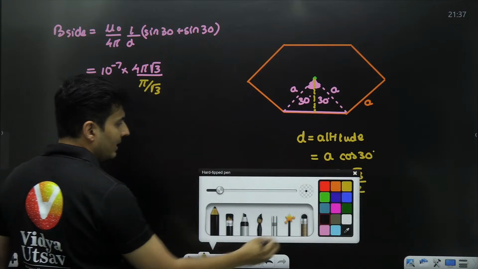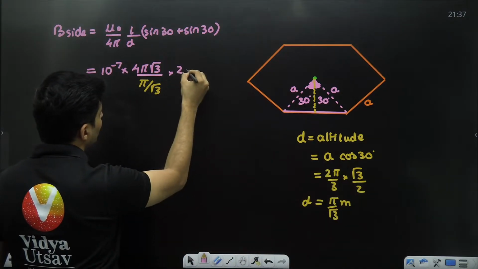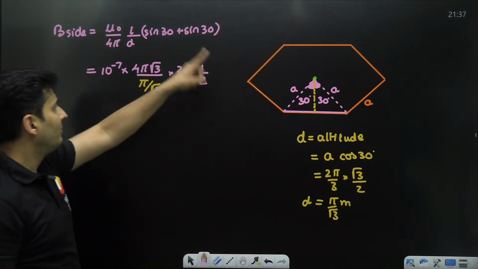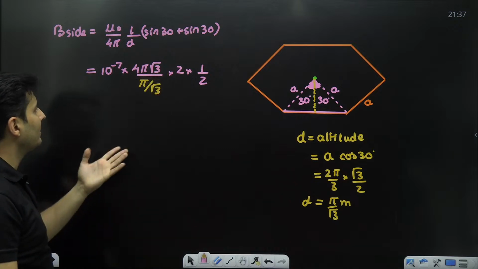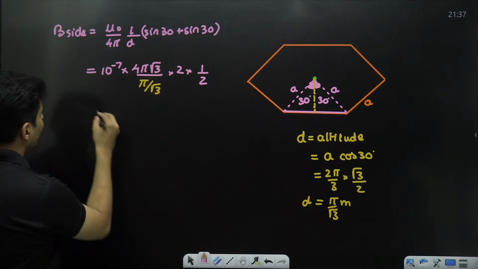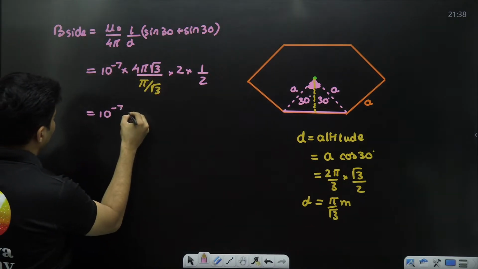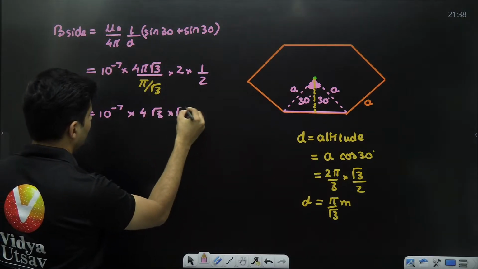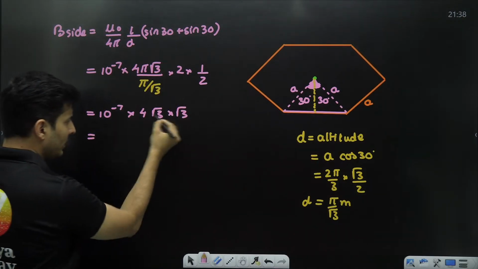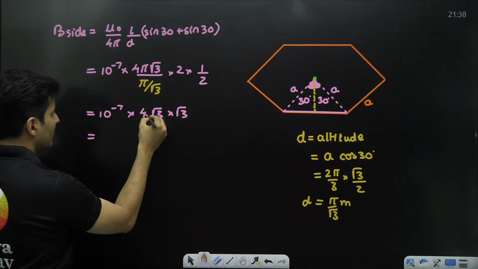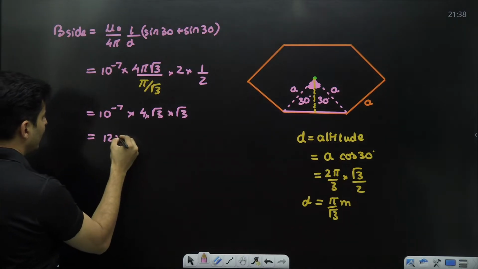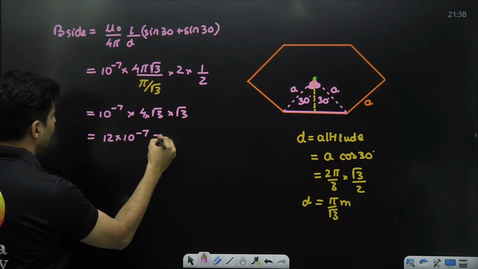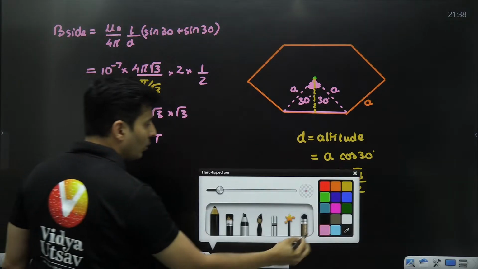So basically, it will be nothing but half plus half. Anyways, 2 will cancel. Pi and pi will also cancel. So I am left with 10 to the power minus 7. 4 is left. Root 3 is there, and also that root 3 is there. Root 3 into root 3 is 3. 3 4s are 12. So 12 multiplied by 10 to the power minus 7 Tesla. That is the field due to one side.